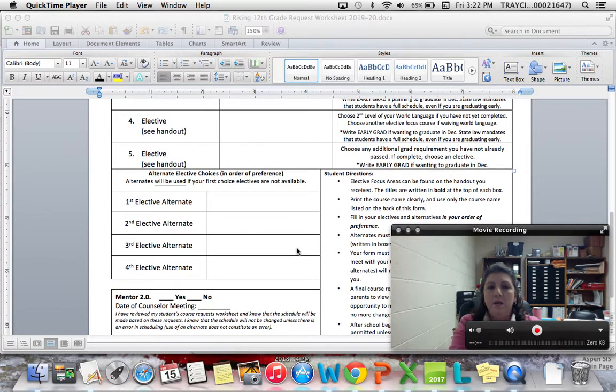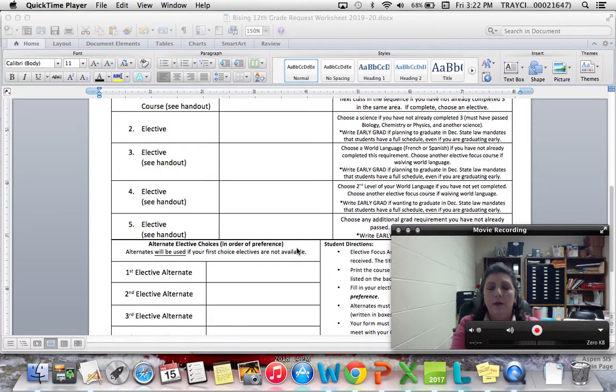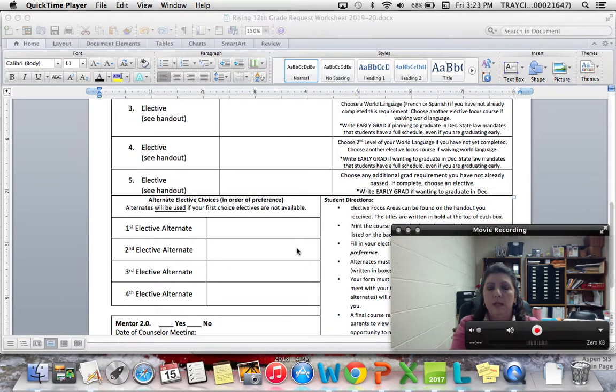Now down here there are alternates, and you have to fill that out as well. And I know it can be tough as a senior. There's not a whole lot of classes left that you want to take, but you do need to fill that out. And in all of these, 1 through 5, and these alternates, you need to list them in the order that you most want them.